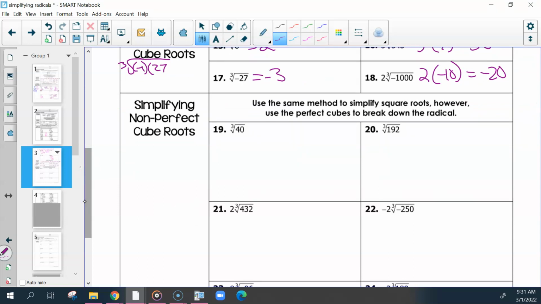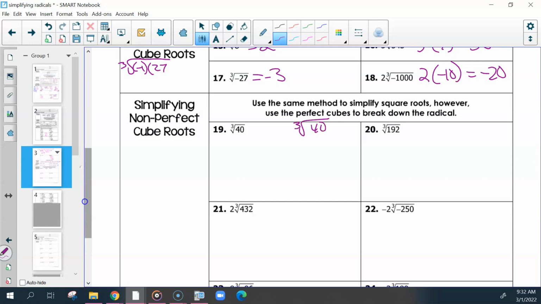So again, there are 2 methods to doing this. It's basically the same methods. You can do the factor tree and find the factors. Instead of pairs, because we're looking for cube roots, we're now looking for groups of 3. And then when we find the highest perfect cube that would go into this, we're just looking for a cube instead of a square. Okay, so let's do 19. Let's do both methods. We'll do the longer of the 2 first.